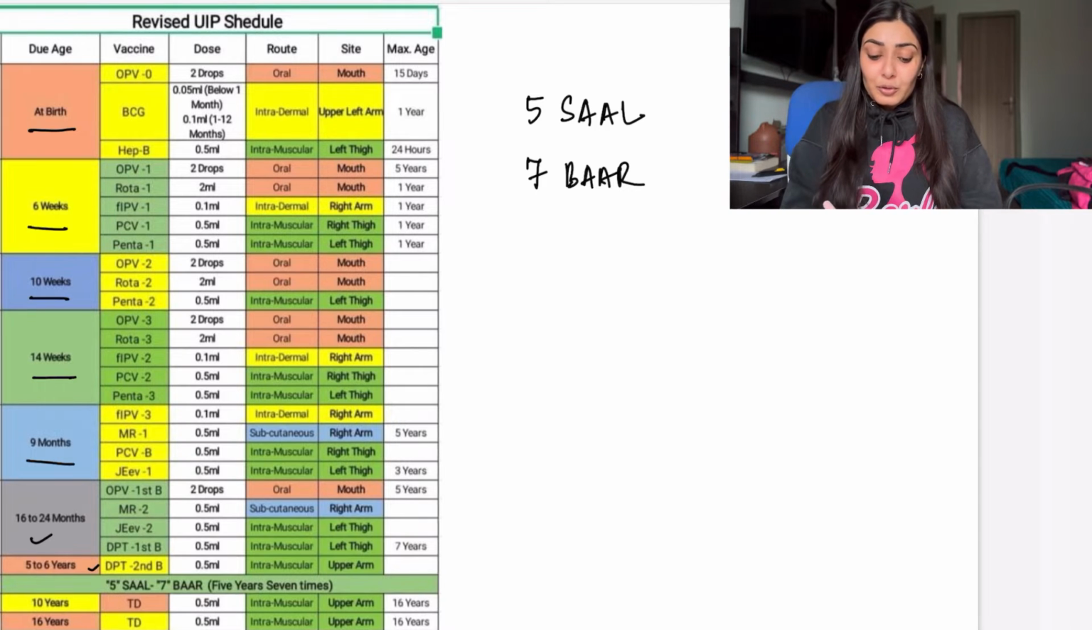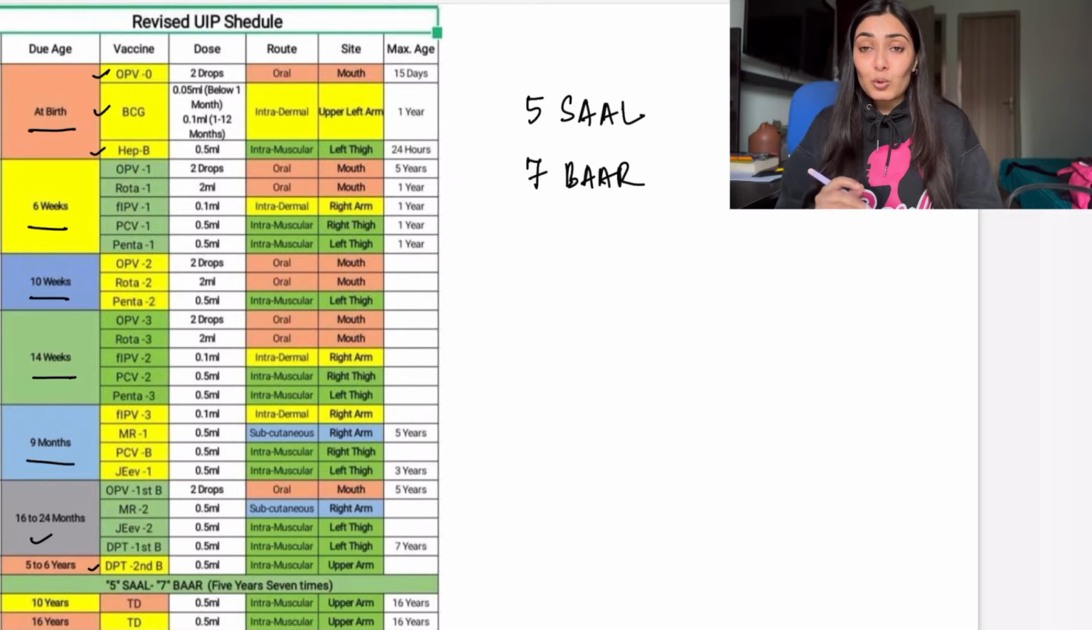At birth, the child is going to receive 3 vaccines. The first is the oral vaccine, oral polio vaccine. This is known as the zero dose or the birth dose. We all know 2 drops are to be given. This is an oral vaccine. Site is going to be mouth, and the maximum age till which you have to administer this is 15 days.